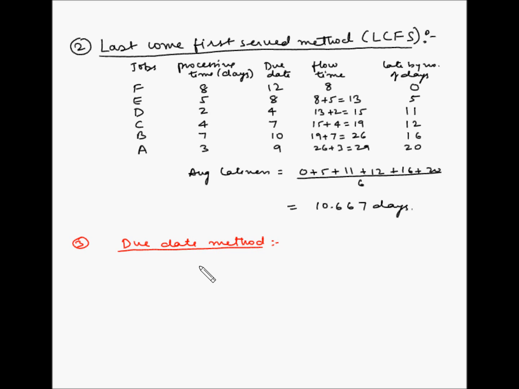So let us note down the jobs, processing times and due dates in the order of their due date. So D has the earliest due date, then C, then E, then A, then B, and then F. Let's note down the processing times.